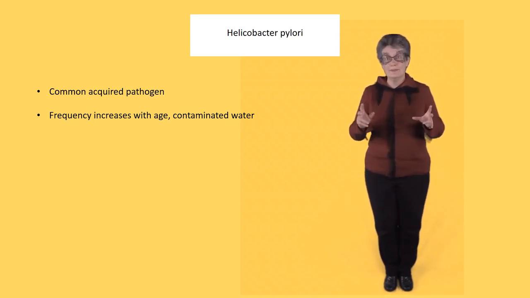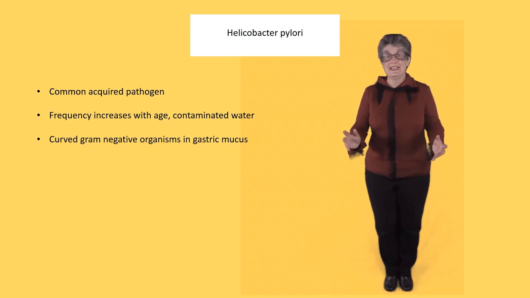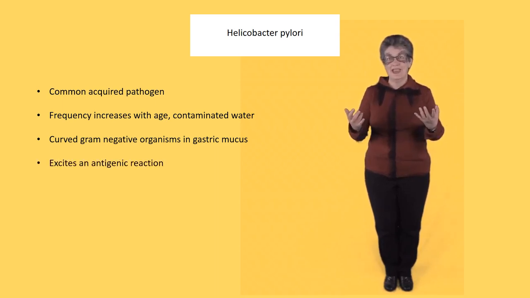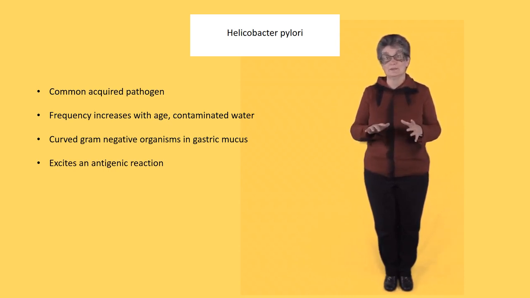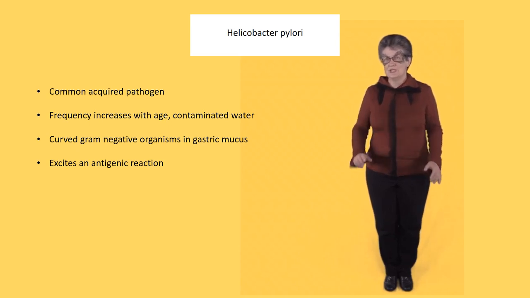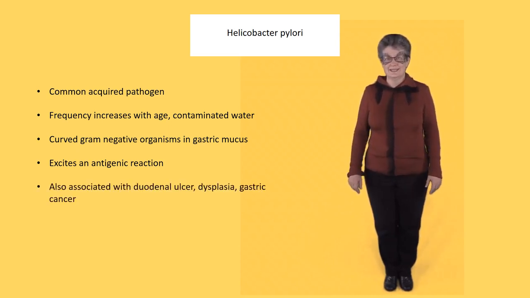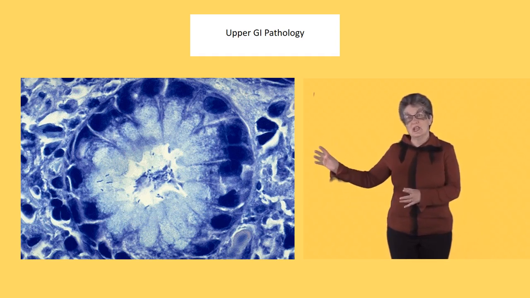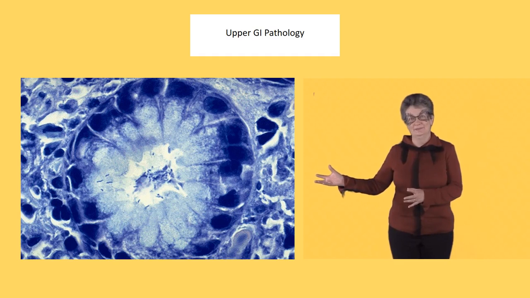It's a curved gram-negative organism that we can see in the gastric mucus, and as it lives there, it excites an antigenic reaction and releases enzymes that dissolve the mucus lining the stomach. So, how is it associated with duodenal ulcer, dysplasia, and gastric cancer? Here we can see a picture of Helicobacter. It's those dark blue seagull-like organisms that are in the center, in the lumen of this gland.